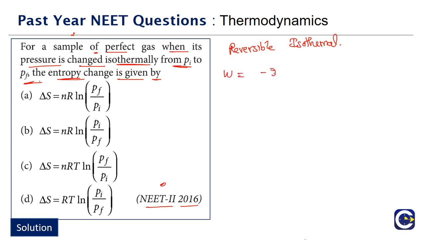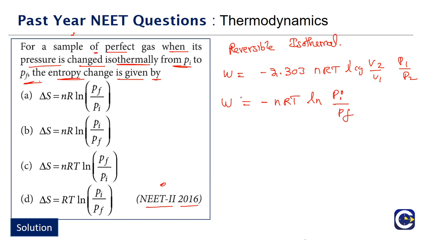If you are looking at reversible isothermal, then what is the W formula? W will be equal to minus 2.303 nRT log V2 by V1 or log P1 by P2. So here P1 means P initial, P2 means P final. In the options they are giving in terms of the natural logarithm. In the derivation of work, before the decimal logarithm we will actually get the natural logarithm. So the actual formula will be minus nRT ln P1 by P2, means P initial by P final. So this is the W formula.